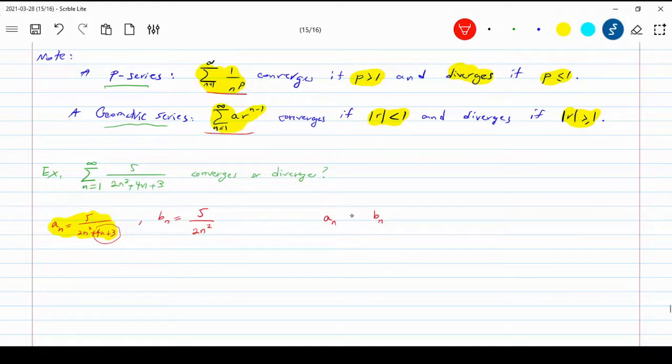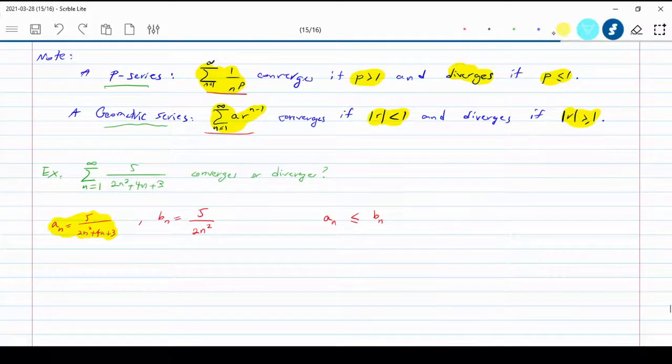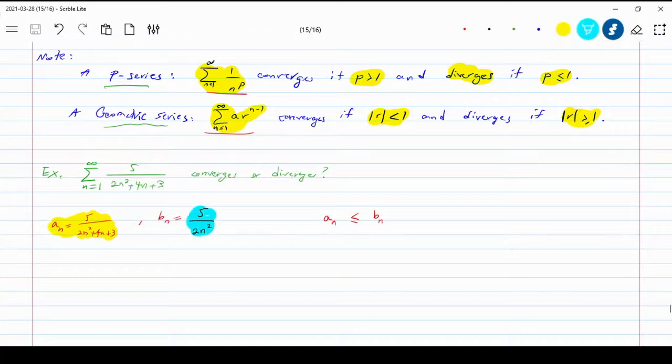That means an is always less than or equal to bn. Maybe this is not a good choice, then we have to change it and figure out through another test. Picking bn specifically to be this doesn't mean that it's going to always work out. But in this case, if we pick bn to be 5 divided by 2n squared, then I can say an is less than or equal to bn.